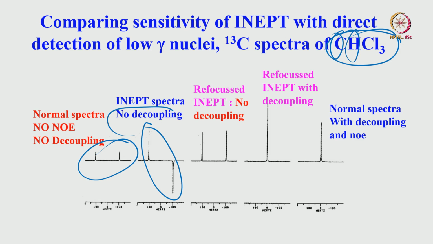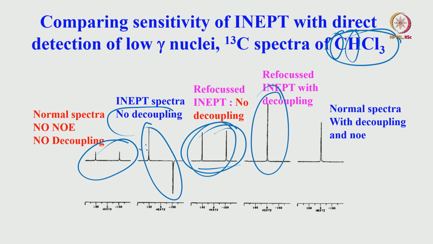Same thing, you do refocused INEPT. What does refocused INEPT do? It will convert this antiphase into in phase. That is all. That is what happened. Again, no decoupling. As a consequence, you still get a doublet. That is also fine. What we have to see is this is the refocused INEPT. What is the refocused INEPT? Here we are going to make antiphase in phase, plus we do the decoupling. Collapse this multiplicity, doublet into a singlet, and we are going to get a single peak like this.